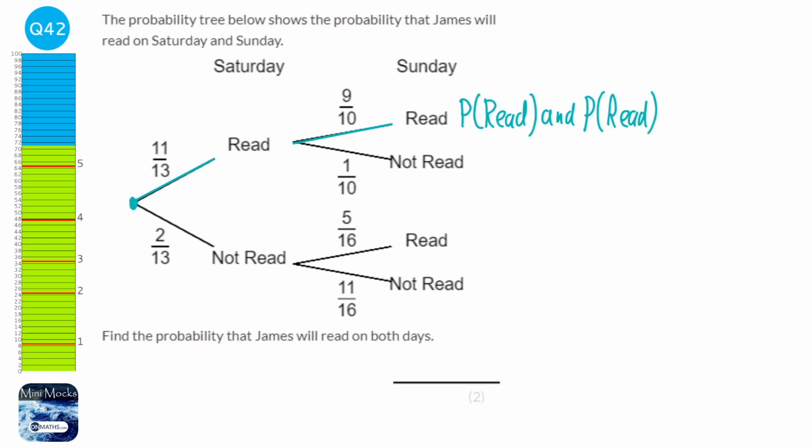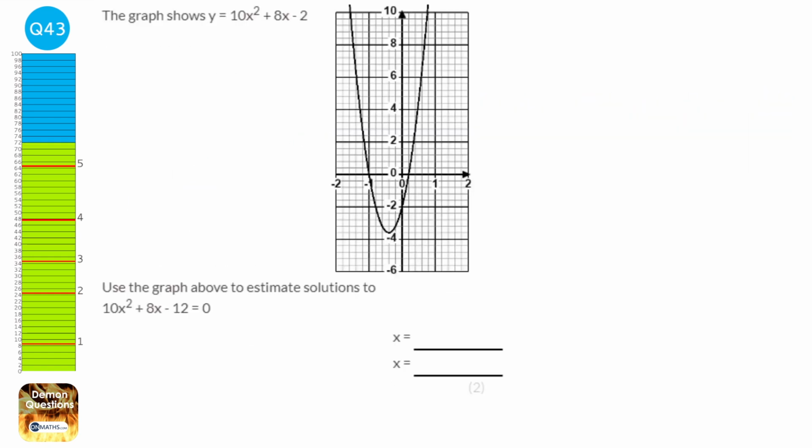And to work out what the total probability is, well, the first one says read on Saturday, so it'll be 11 over 13. The second one is read on Sunday, so that would be 9/10. And the word and in probability means times. So we're going to do 11 times 9, which is 99, and 13 times 10, which is 130. So our answer will be 99/130.